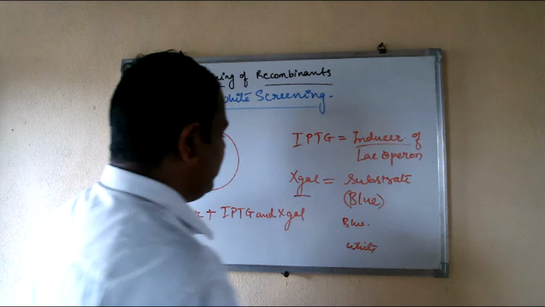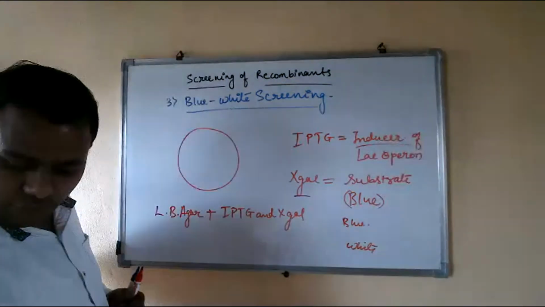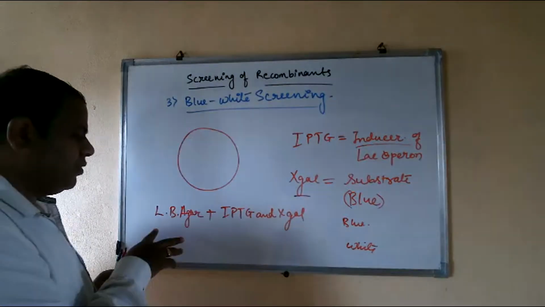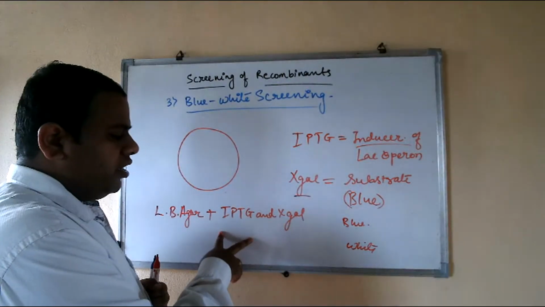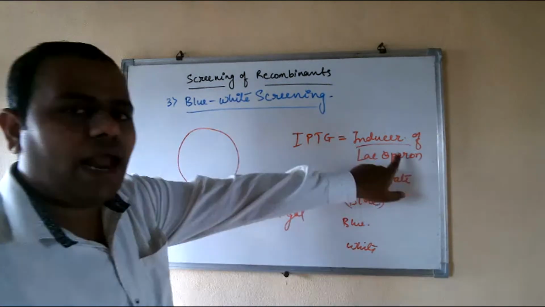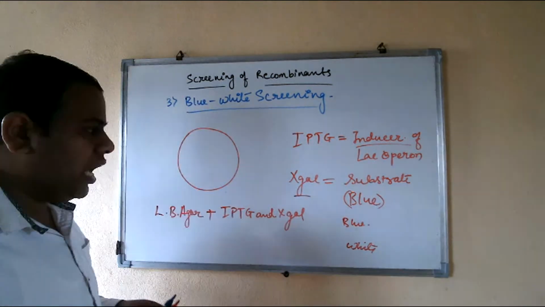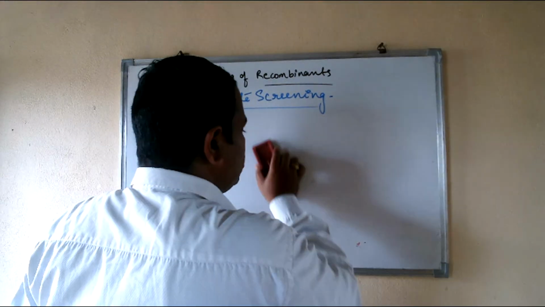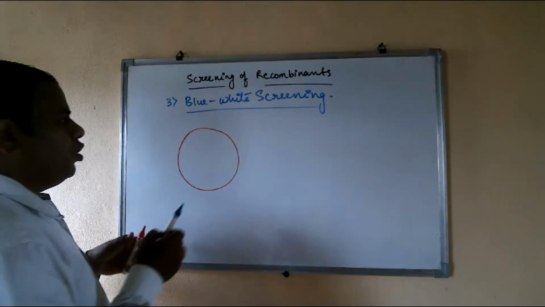Let's see how this is happening. I think you must have understood the composition of this medium used for blue white screening. This medium has the LB broth, that is Luria Bertani broth, plus IPTG, that is isopropyl thiogalactoside, which acts as an inducer for lac operon, and then X-gal that acts as a substrate for lac operon. Now what are you going to do? You are going to transfer those particular colonies onto this medium.